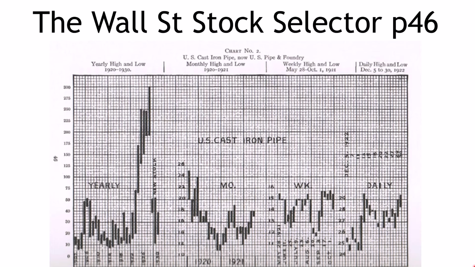So we'll start by looking at the Australian dollar US dollar. WD Gann in the Wall Street Stock Selector placed his charts side by side. So he had yearly, monthly, weekly, daily. I'm going to do that with monthly, weekly, daily, and 4 hour. And this approach I actually call wheels within wheels.